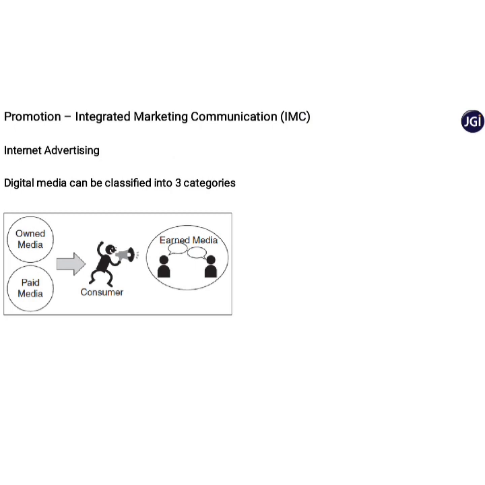One is owned media. In the image you can see, one is owned media, the second is paid media, and the third is earned media. Now let's understand one by one what owned, paid, and earned media are.